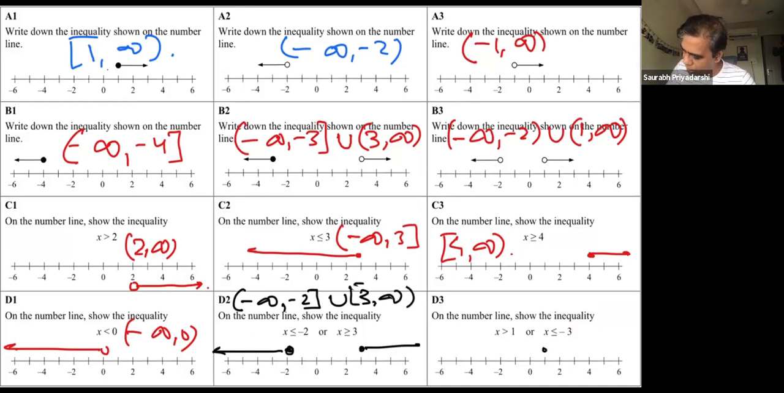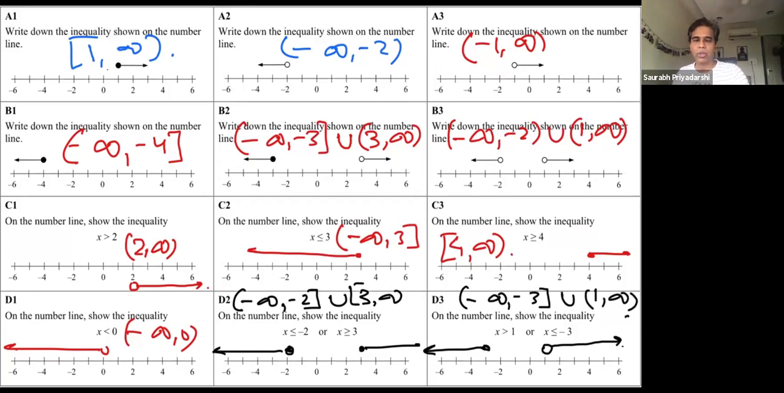X greater than 1 with open, x less than or equal to minus 3, minus infinity to minus 3, but in this case, this will be 1 to infinity open. So this is about the open bracket and close bracket, and more precisely for this U, union, right? Union.